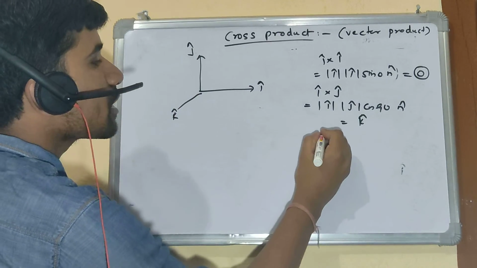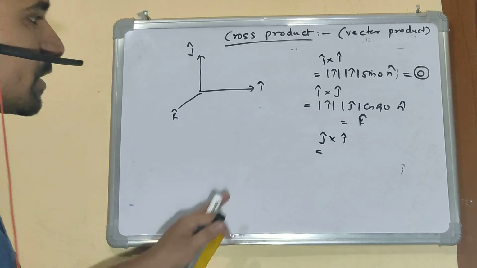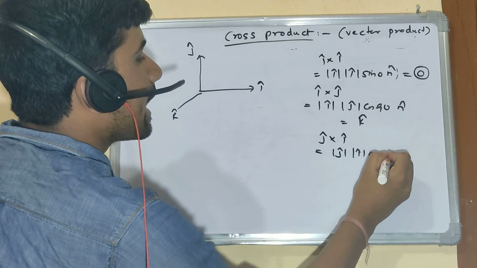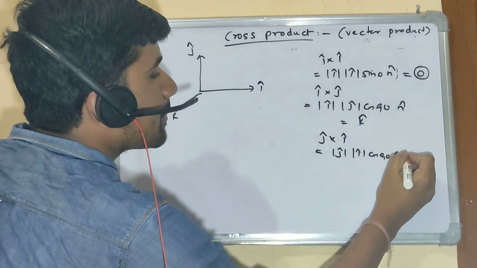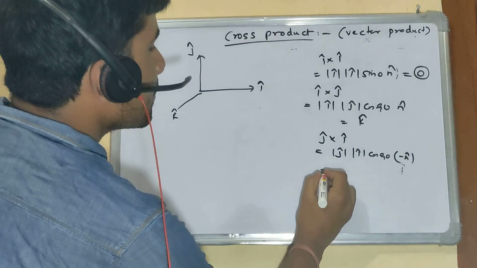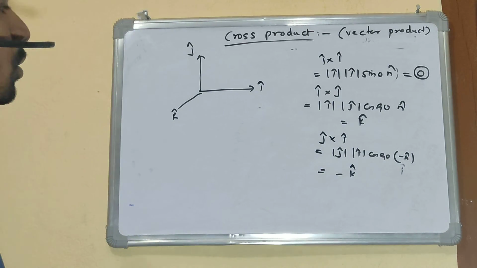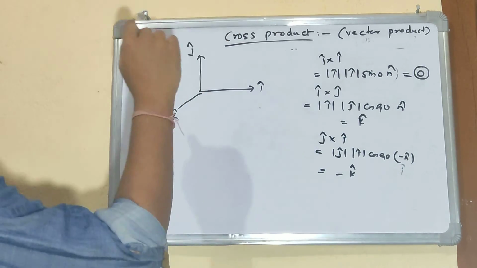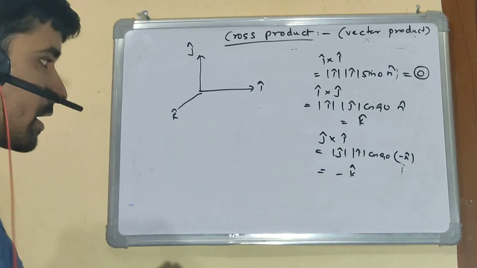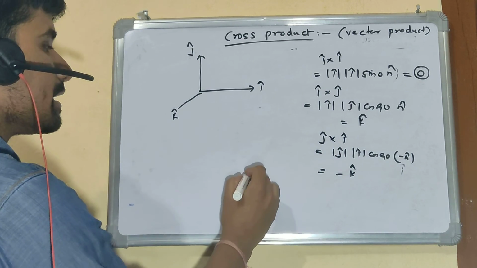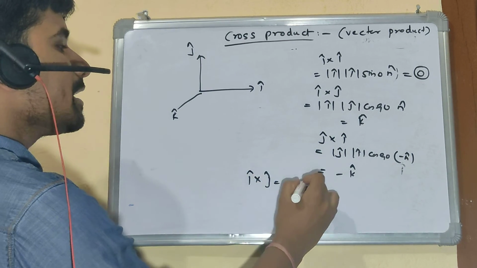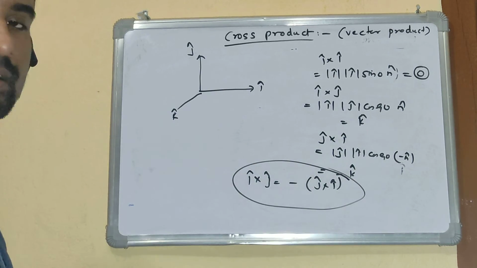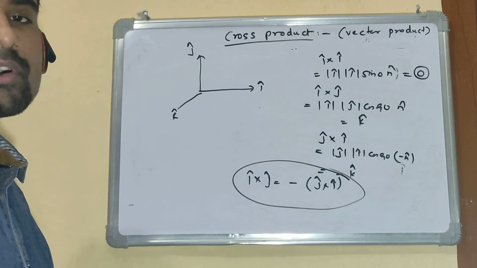If you take j cross i, it is the opposite of this, right? So this will be mod of j, mod of i, sine 90, and instead of n cap there will be minus n cap, and then this will be minus k cap. Why is it minus k cap? Now you take your hand along j and curl it towards i. This is going inside the board now, so this is towards the minus z axis, right? Okay. So this is minus k cap. Hence you see i cap cross j cap is the negative of j cap cross i cap. This is not commutative, which was the case in dot product, right? So cross product is not commutative, right?